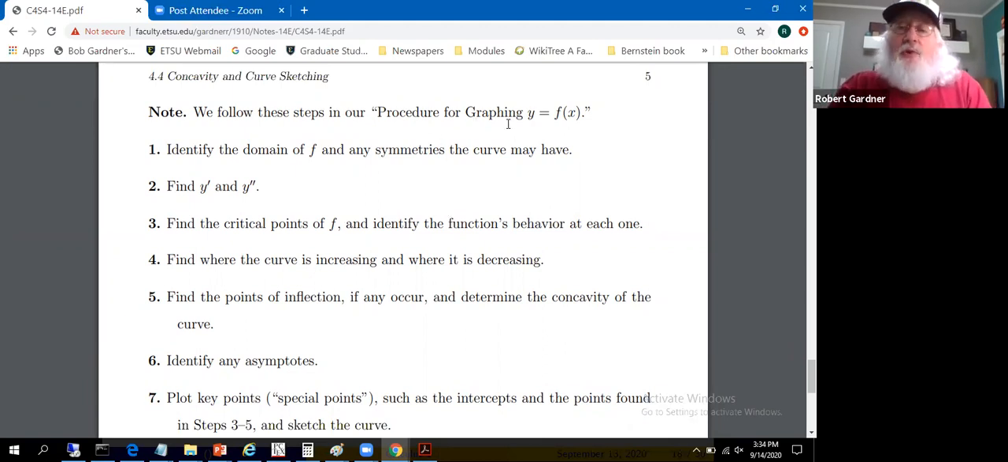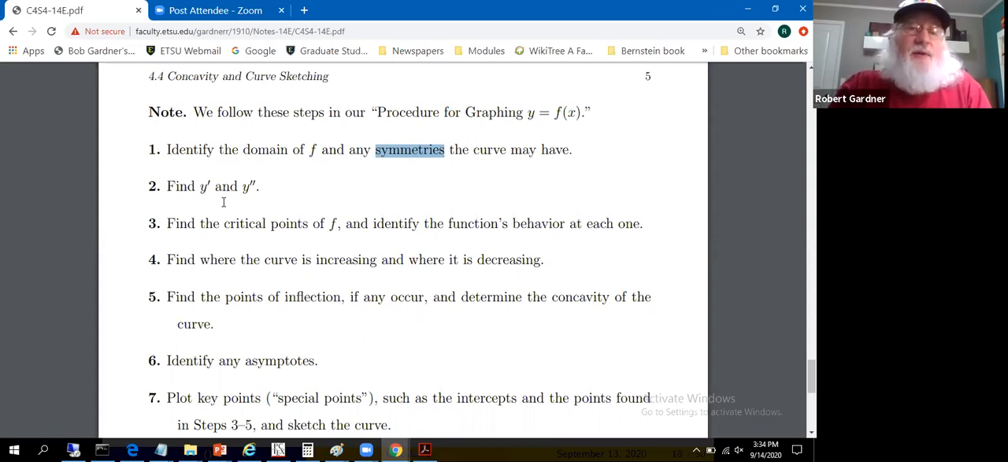So the procedure for graphing y equals f of x is spelled out in these steps, and we'll follow these steps in the examples. Step 1: identify the domain of f and any symmetries the curve may have. We haven't spent a whole lot of time talking about symmetries. It's in some of the review material.